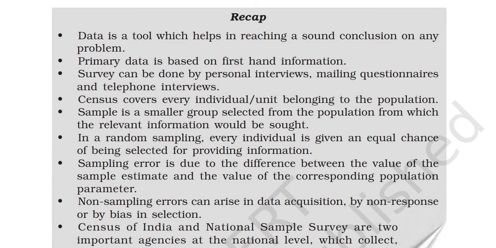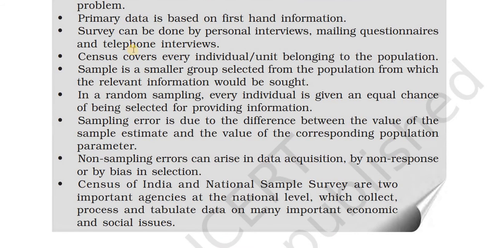Primary data is based on first-hand information. Types of data, classification of data: primary data and secondary data. A survey can be done by personal interviews, mailing questionnaires and telephone interviews. For primary data we can collect the information through personal interviews, mailing questionnaires and telephone interviews.